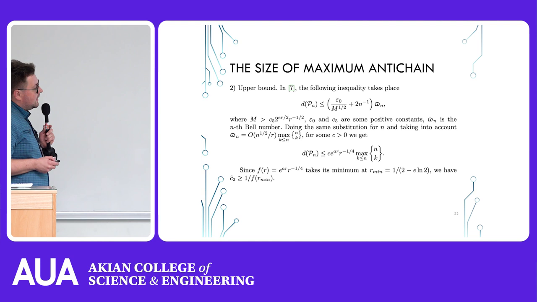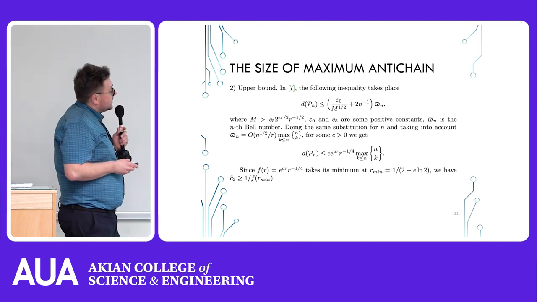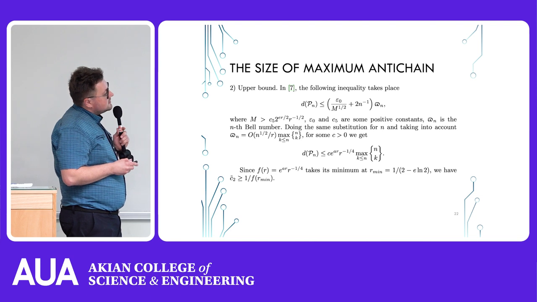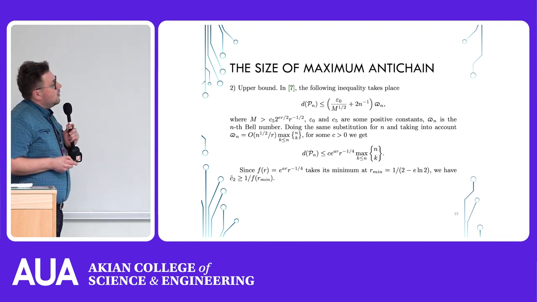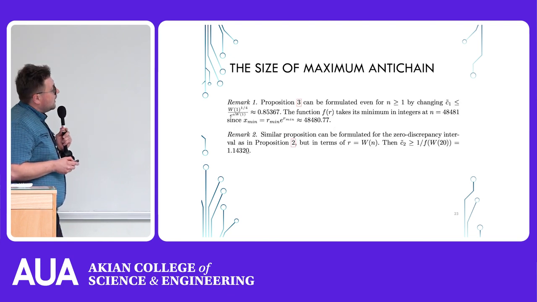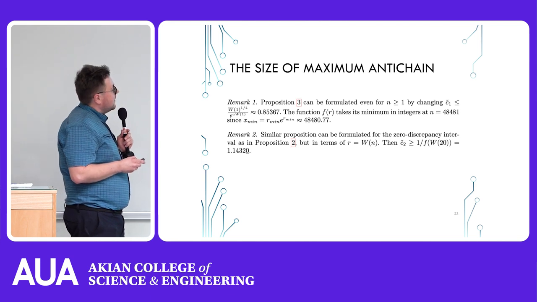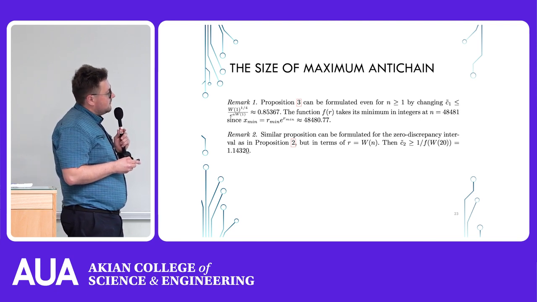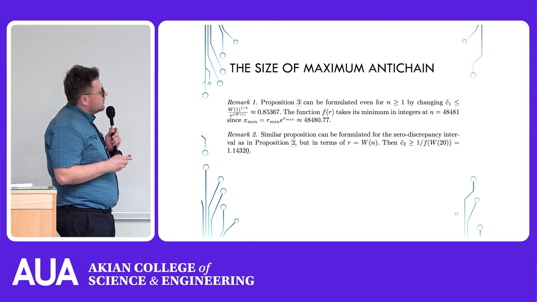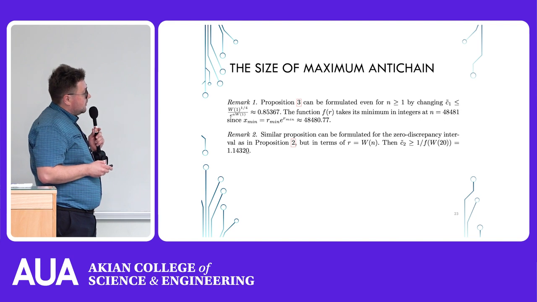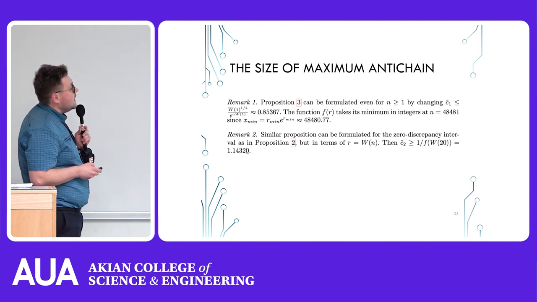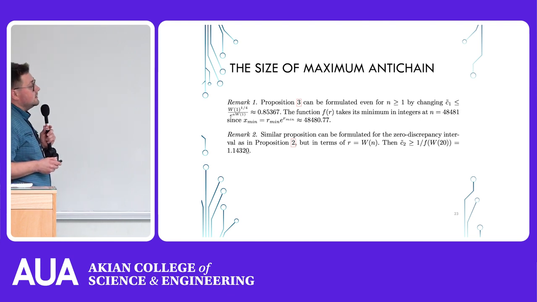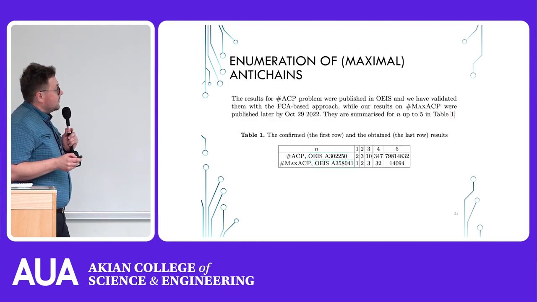the form of the function and the Lambert function as well. Here, Bn, the Bell number, gives us the size of the whole partition lattice, the number of all partitions for a given n. There are two remarks: we can recover this coefficient even for n greater or equal 1. That is, Canfield didn't consider n equals 1, but we can do that because of direct usage of the Lambert W function. And similar propositions can be formulated for zero discrepancy intervals, that is up to n equals 20, as Graham reported.